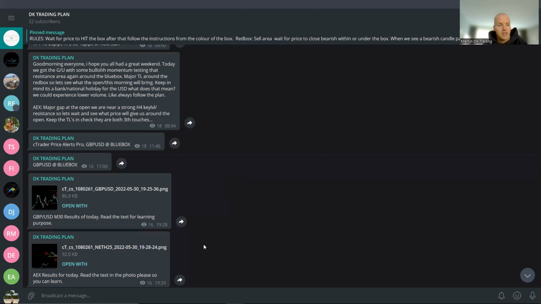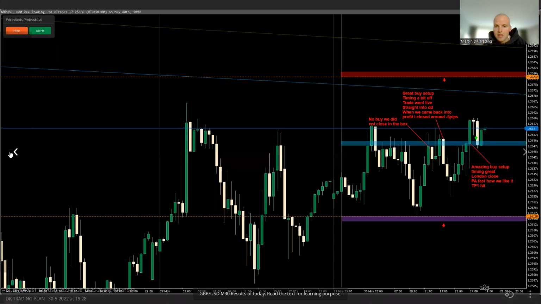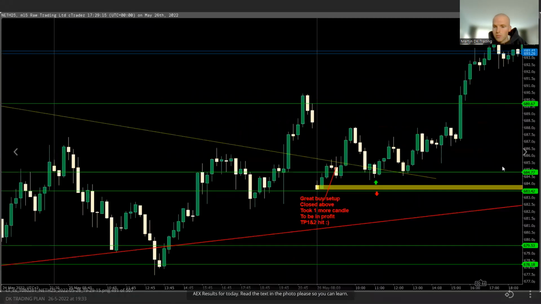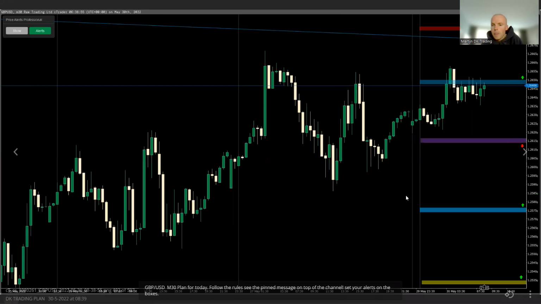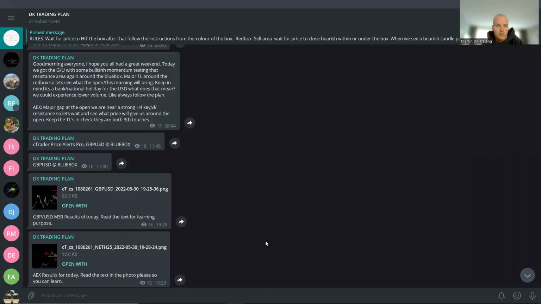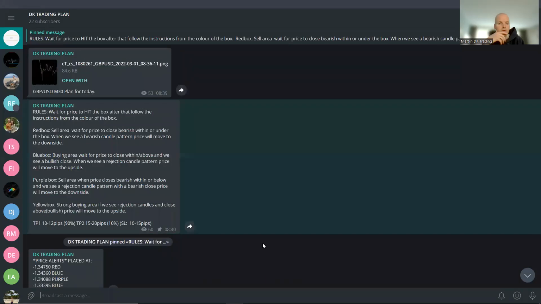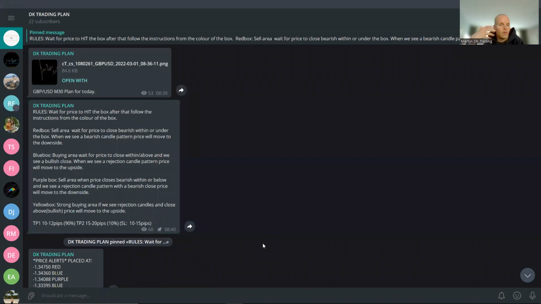Okay, cool. Let's get started on Monday. This was the chart for that morning. So red box, blue box, purple, blue box, and also the yellow. Let's see what the rules are for anyone who doesn't know. So the rules is to wait for price to hit the box. After that, follow the instruction from the color of the box described here.